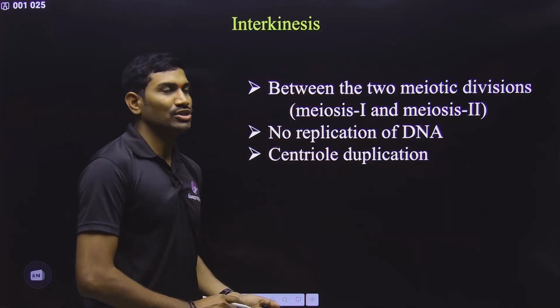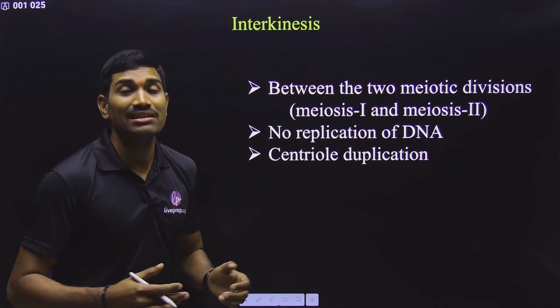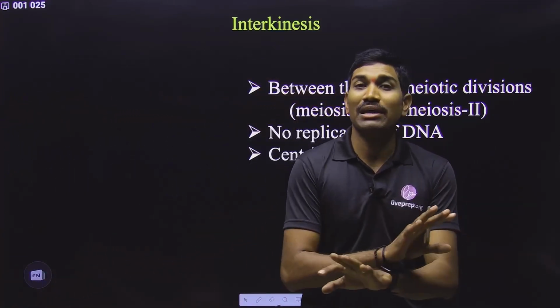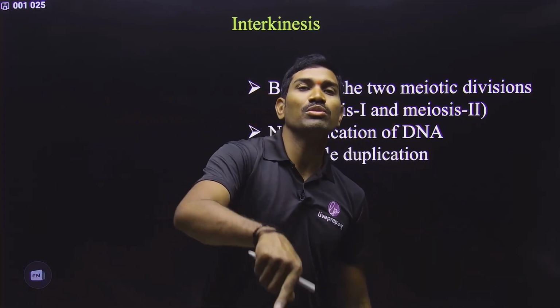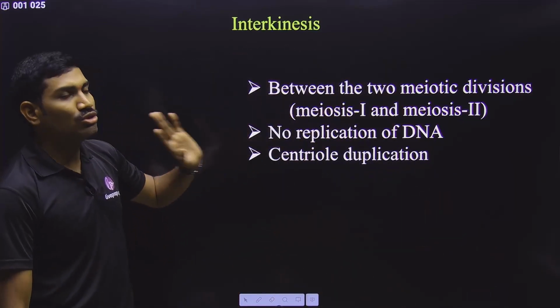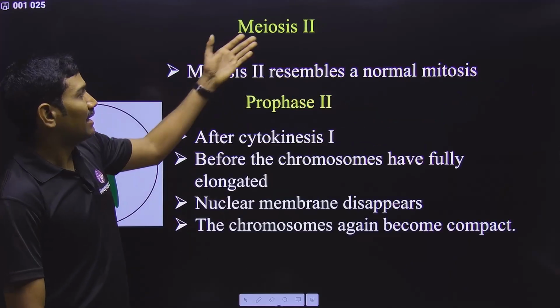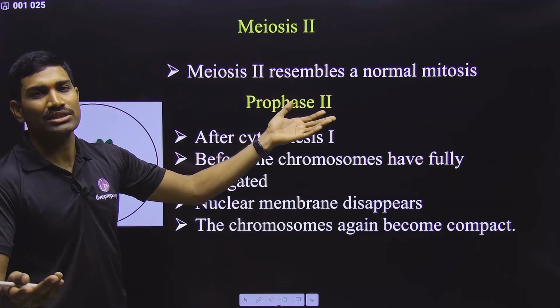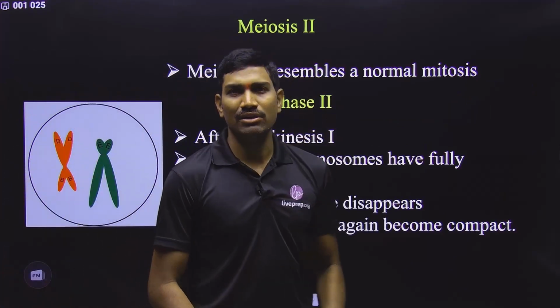Before going to meiosis 2, we need to talk about interkinesis. What exactly happens in the interkinesis? There is no DNA replication, but centrosome duplication will occur. Under the diagrams, once again I will give a clear-cut explanation. Centrosome duplication will occur in this, and then it will move to meiosis 2. This meiosis 2 almost resembles mitosis, so quickly we can go through this.